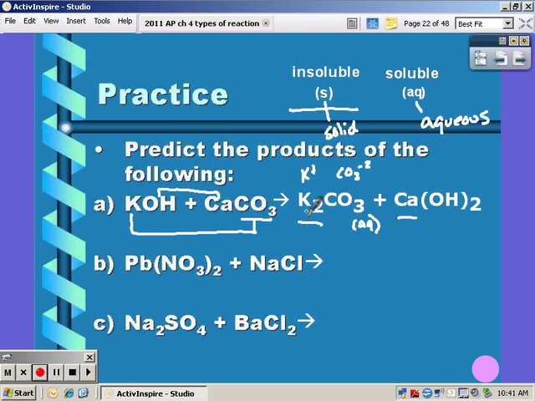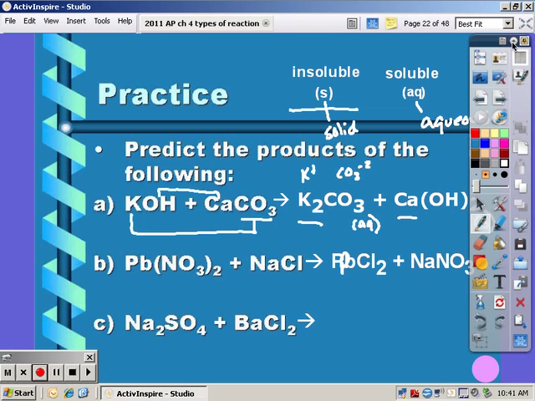Potassium carbonate is aqueous because all potassium or group 1A salts are aqueous. And calcium hydroxide is a base that is insoluble, so that would be a solid. Go ahead and pause the video and try B and C on your own, predicting the products and deciding if it's soluble or not.